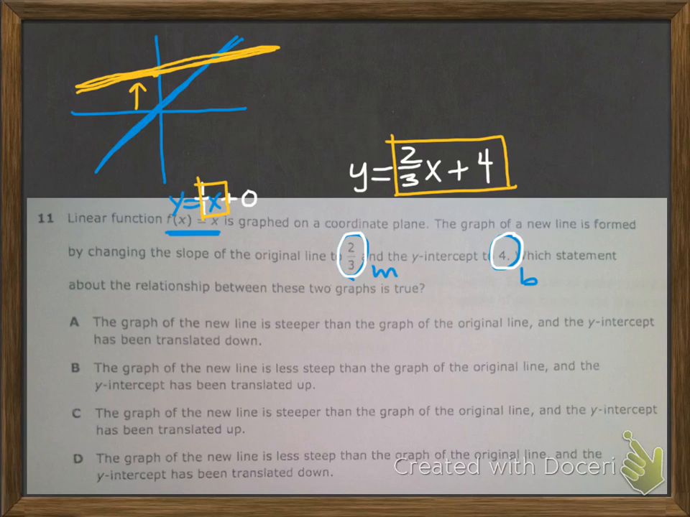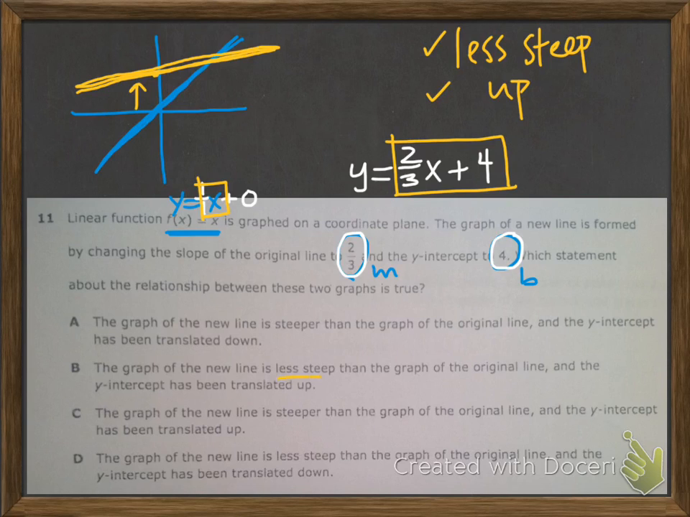If I was walking up the blue, like if it was a hill, and I was walking up the yellow, it would be a little easier to walk on because it's not as steep. It's less steep. So I'm looking for the answer choice that has less steep and up. Those are the two things I want to look for in my answer choices.